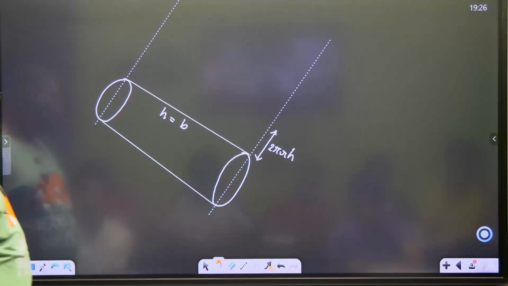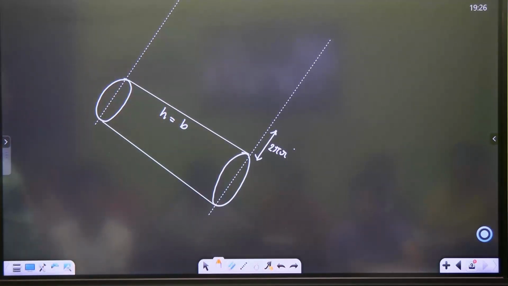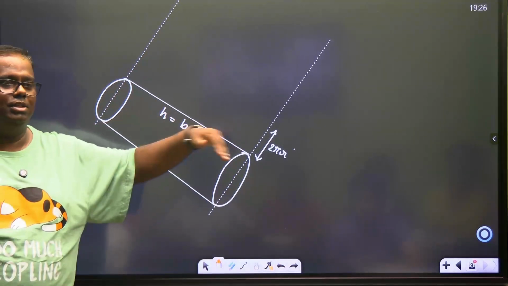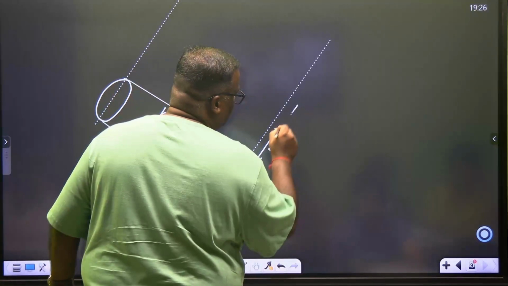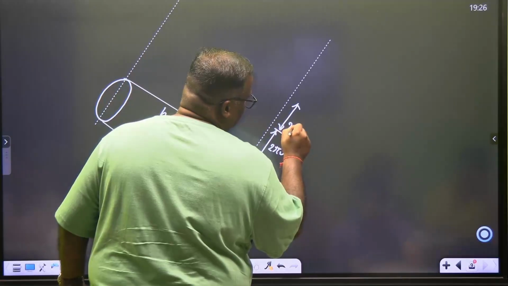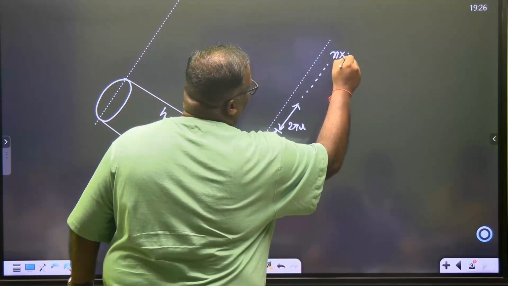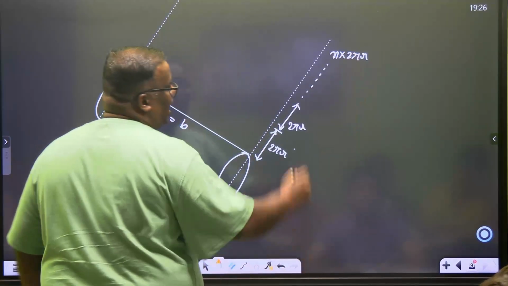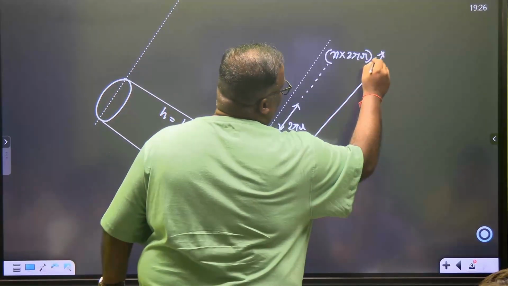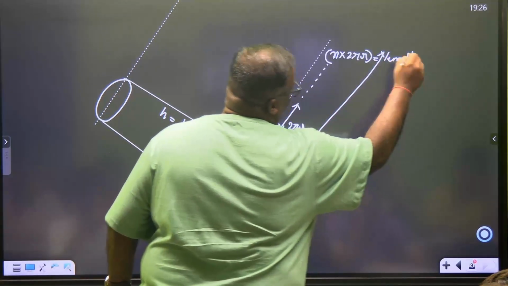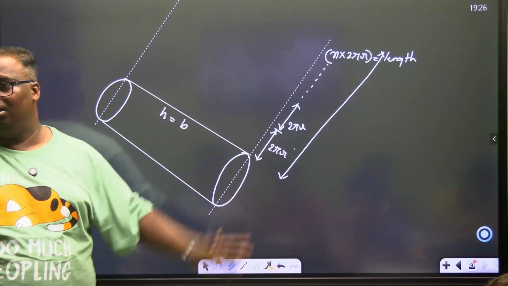Is it 2 pi rh? No, it has just moved 2 pi r. One turn is 2 pi r. After this, we move it by another one turn, so it goes another 2 pi r. Then we don't know how many, so we do some n number of 2 pi r. So n times 2 pi r is nothing but the length of the cricket pitch. This is another funda that you should remember. Did you understand this or not?